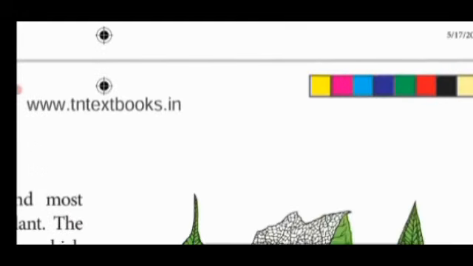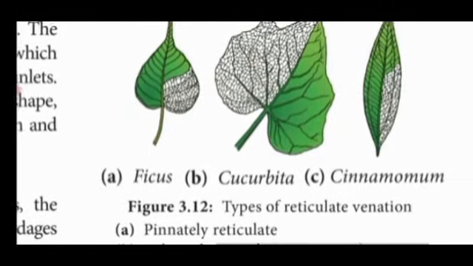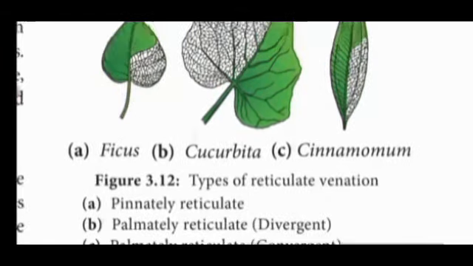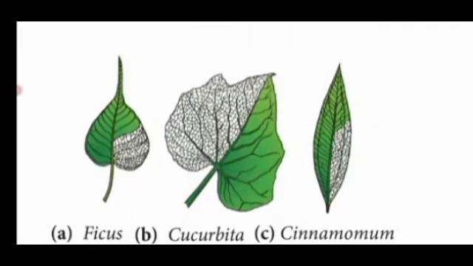The next is venation. The arrangement of veins and veinlets in the leaf blade, that is the leaf lamina region, is called venation. Internally, the vein contains vascular tissue, that is the xylem and phloem. The venation is classified into two types, namely reticulate venation and parallel venation. So first is reticulate venation.